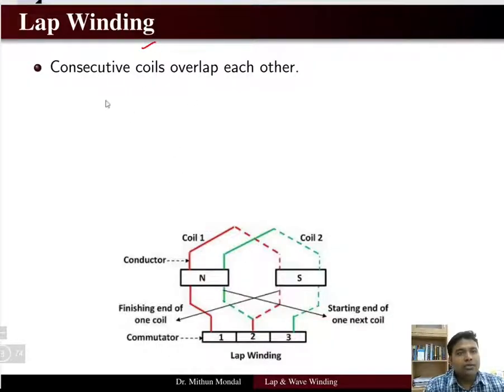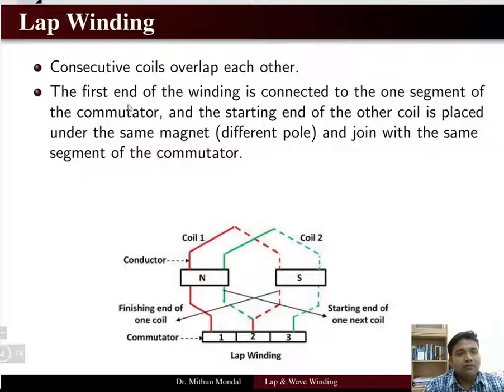Lap winding will have consecutive coils which overlap each other. So you will have a lot of coils which are overlapping each other. The first end of the winding is connected to one segment of the commutator, and the starting end of the other coil is placed under the same magnet or a different pole and joined with the same segment of the commutator. So here you can see the different commutator segments 1, 2 and 3.